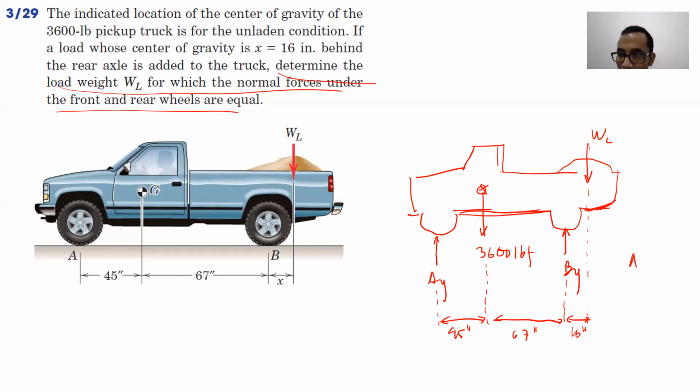So, from the problem, we know that AY is equal to BY. Okay, in that case, then we can replace one of the unknowns there, BY, for example, with AY. Correct, right? It's supposed to be okay for me to do this, right?